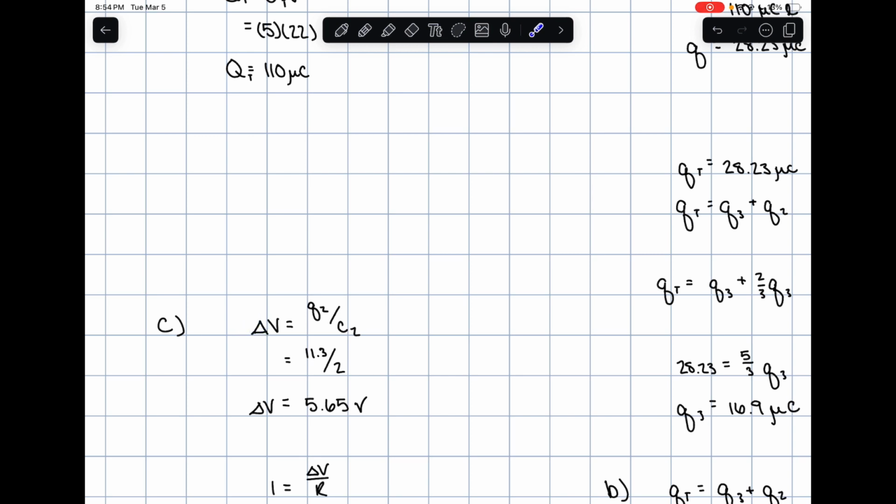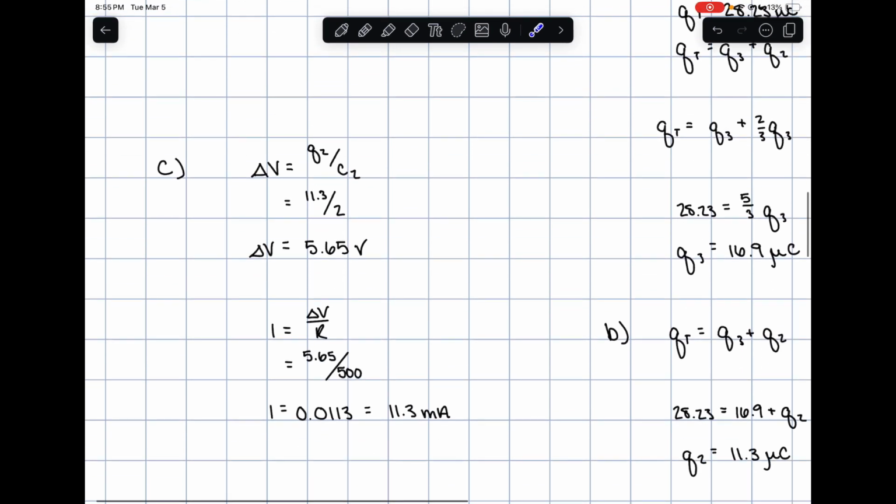So change in V is equal to the charge Q2 over C2, which is 11.3, which we just solved for, over 2, which was given, to find the change in V equals 5.65 volts. Then we can go to the equation I equals change in V over R, where we plug in the V we just found and the given R, and we get that I is equal to 0.0113 amps or 11.3 milliamps.